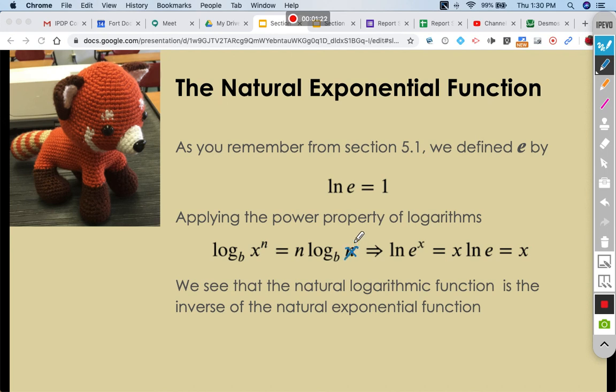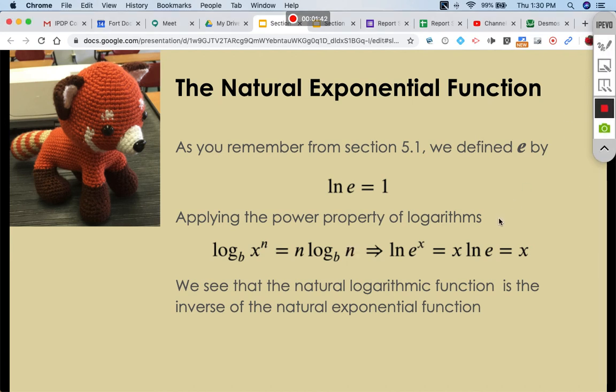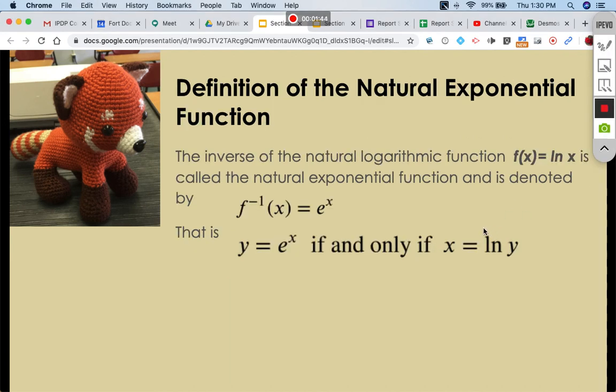So that way the natural log of e to the x is x times the natural log of e, which is just x. So the natural log and e to the x are inverse functions. They undo one another. And that's one of the things we like about e, the natural exponential function.